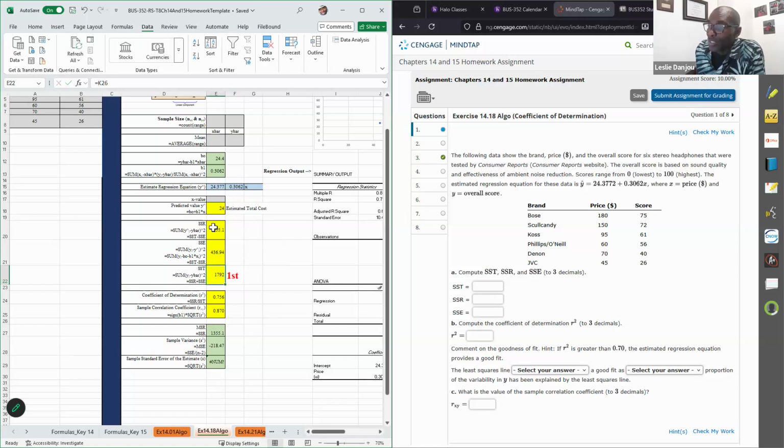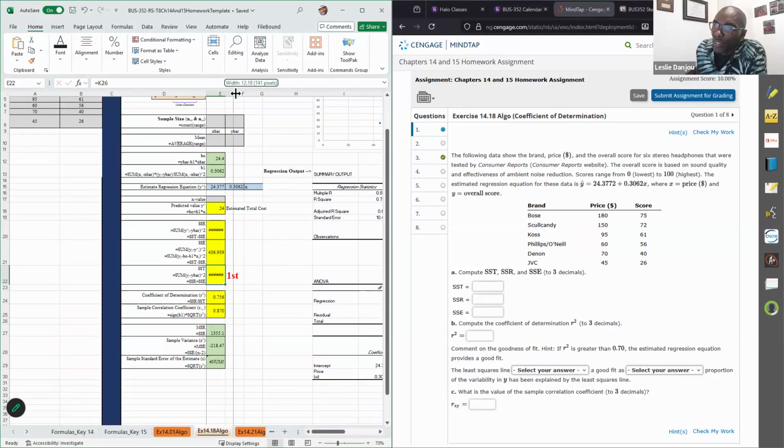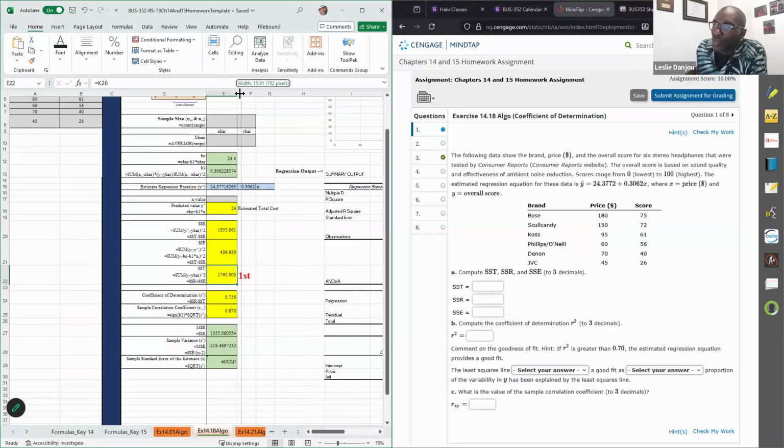And what we're going to do is set all of these to 3 decimal places. Please make sure that you're setting all of them to 3 decimal places. Some of you, when you try to set it to 3 decimal places, you're going to see this pound symbol. What that means is that there's not enough room to display all the numbers. So you're going to have to drag it over. So go between E and F and drag it over. So you can have your 3 decimal places in there.